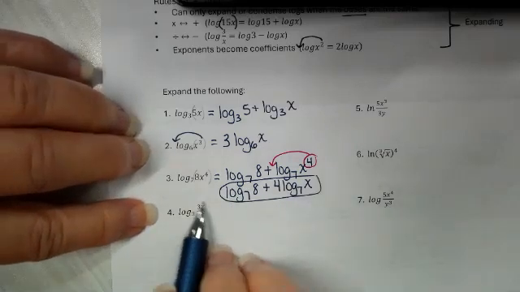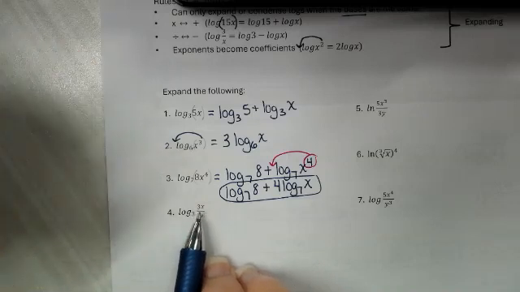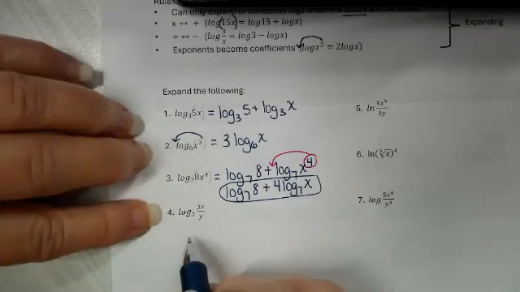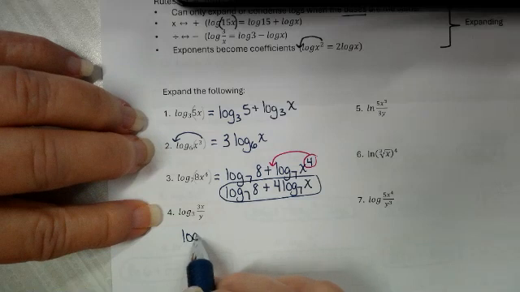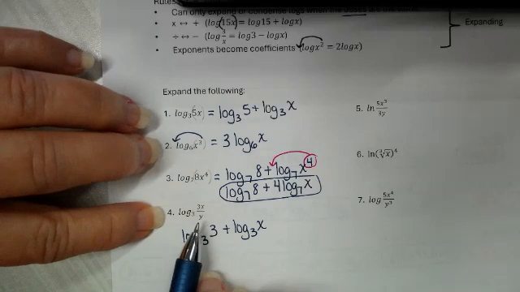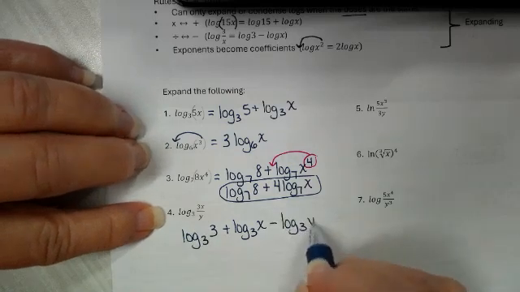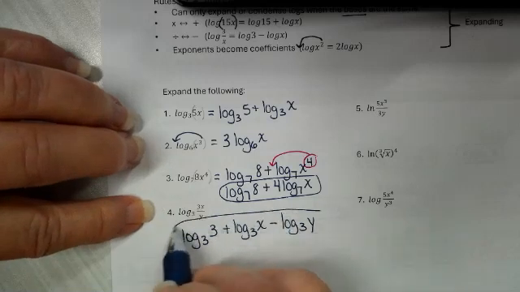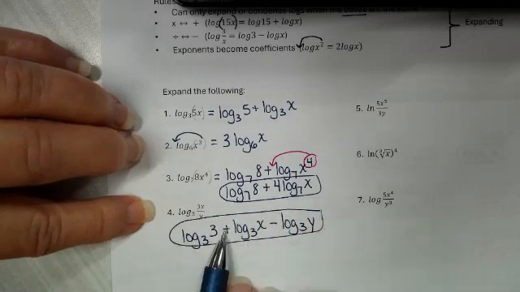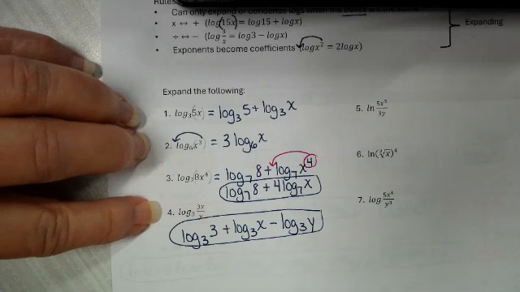All right, we've got division here, and we have multiplication. So for multiplication, remember, we're going to add. For division, we're going to subtract. So this one will say log base 3 of 3 plus log base 3 of x. And since y is on the denominator, it's being divided, so it gets a minus log base 3 of y. So addition came from multiplication, subtraction came from division.